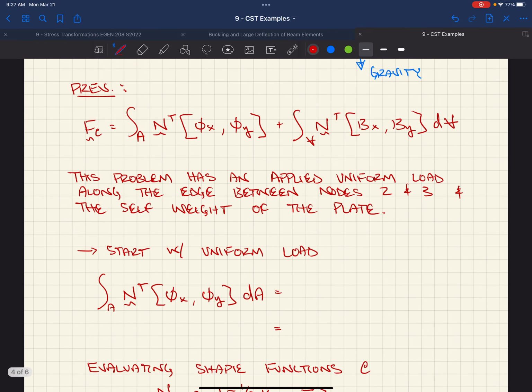So previously in the CST element, we talked about our equivalent nodal forces. Well, when we have forces on our CST element, we're allowed to have surface tractions, right? When we're talking about surface forces, we have forces that act over an area, right? So we have the integral of our shape function times our magnitude of these tractions, which would be phi x, phi y. Tractions in the x and y direction.